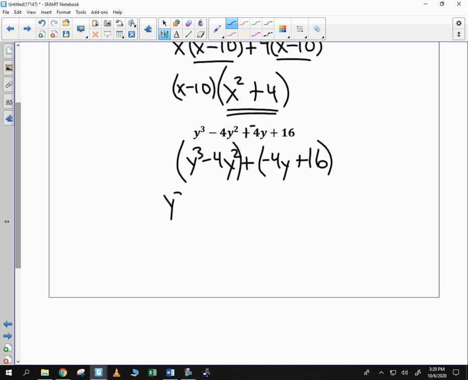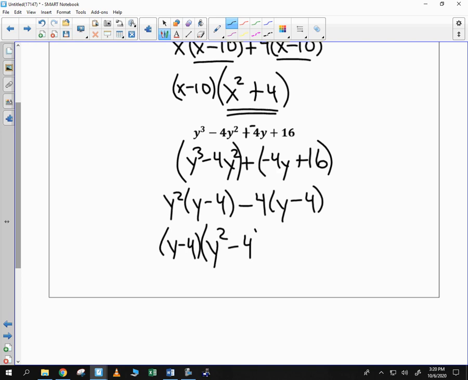Factor out a y squared, and you're left with y minus 4. The common factor for the next one is going to be negative 4. I factor out a negative 4, and I'm left with y minus 4. In these situations now, you can factor out the y minus 4, because they share that in common. You're left with y squared minus 4. Now, in the problem up above, you had the sum of 2 squares. That didn't factor, but the difference of 2 squares does: y minus 2 and y plus 2.